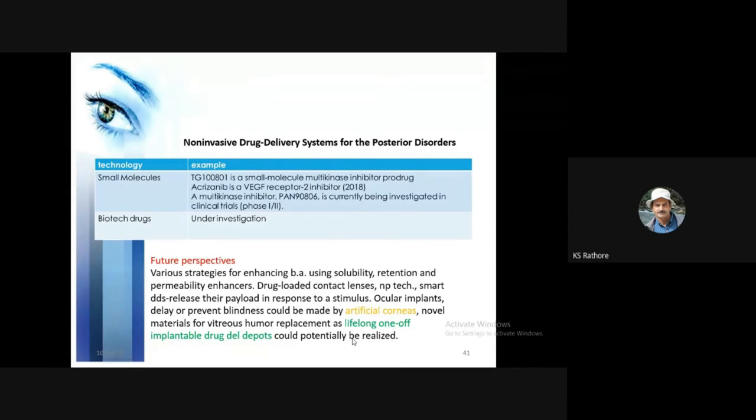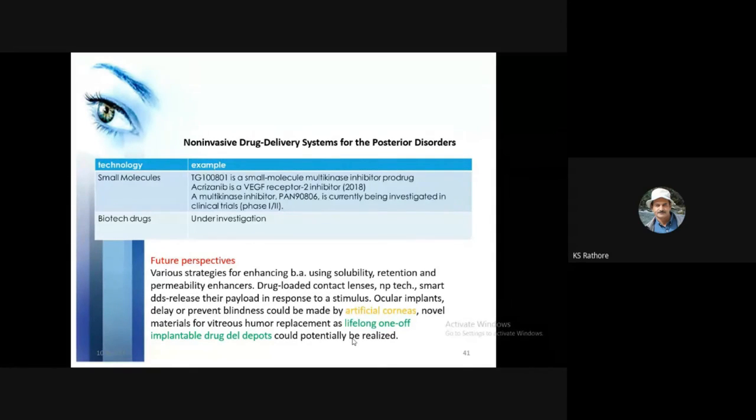Novel materials for vitreous humor replacement could serve as lifelong, one-off implantable drug delivery depots. Drug depots are available for lifelong use. You put the depot inside and you forget about it for life, for conditions like glaucoma. You just put one depot inside the eye and that will provide the drug requirement. This will potentially improve quality of life and provide quality of life benefit.